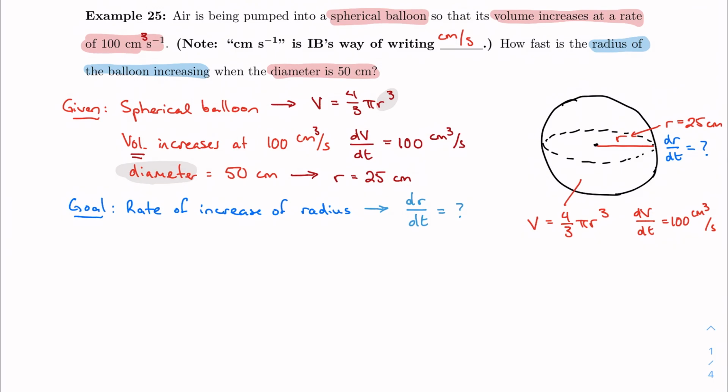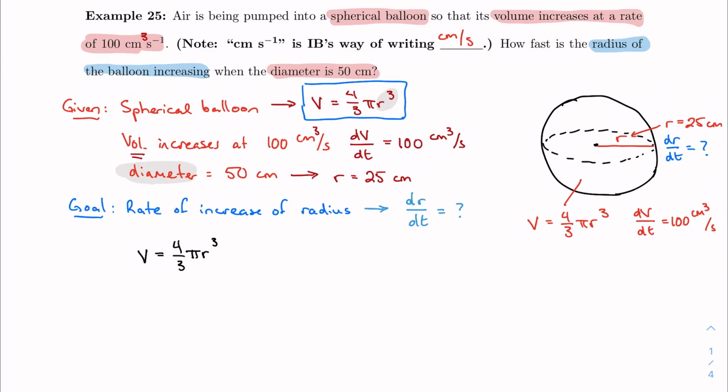Usually with these problems, once I have an explicit equation, that's the thing I'm going to work with. So we're going to start here, right? Because that's got all the things that I know. It's got my volume, it's got my radius, and what I need to do is find a way to introduce what I'm trying to solve for. How do I introduce my dV by dt, and how do I introduce dr by dt?